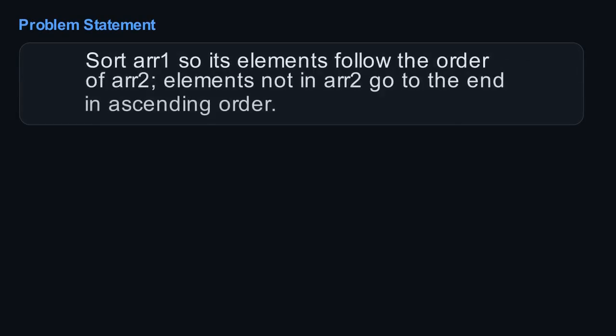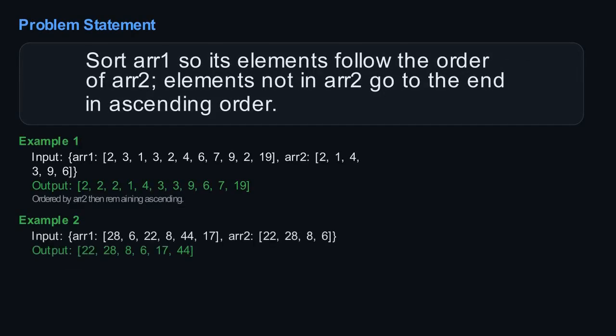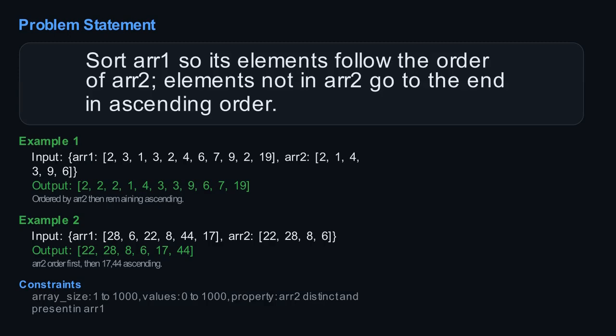You're given two arrays, R1 and R2. All elements in R2 are distinct and also present in R1. Your task is to sort R1 such that the relative order of elements matches R2. Elements in R1 that are not in R2 should be placed at the end of R1, sorted in ascending order. The core challenge is maintaining this specific relative order while handling the remaining elements correctly.